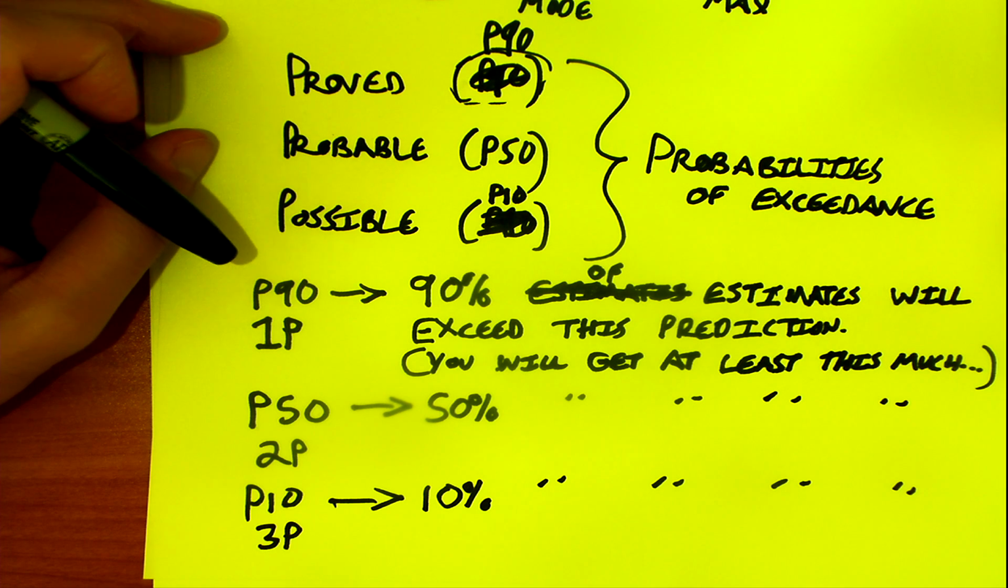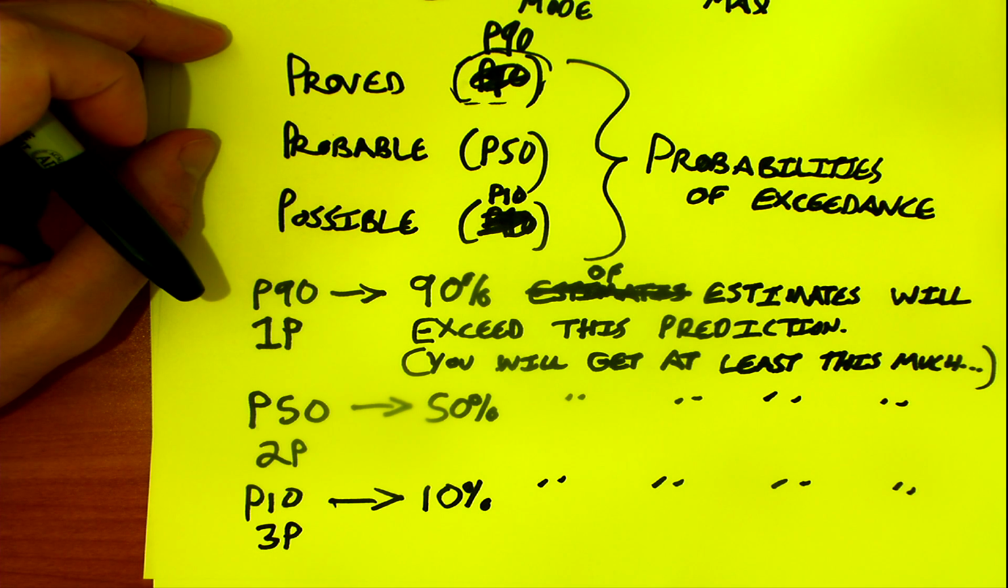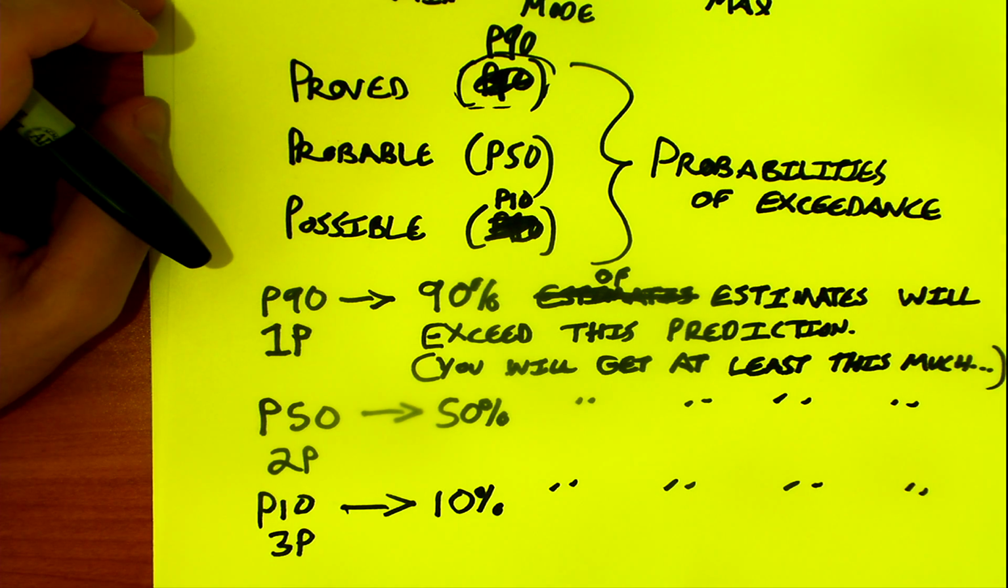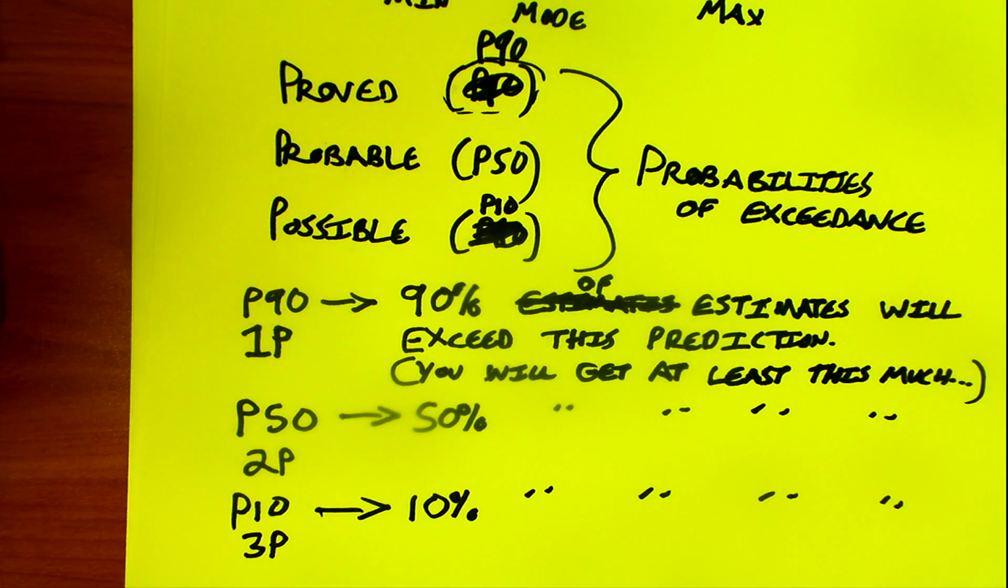So, how would I actually get these things? How do I determine that I have a 90% chance of getting more than a particular value? How am I going to go about doing that using a triangular distribution? All right, let's have a look.